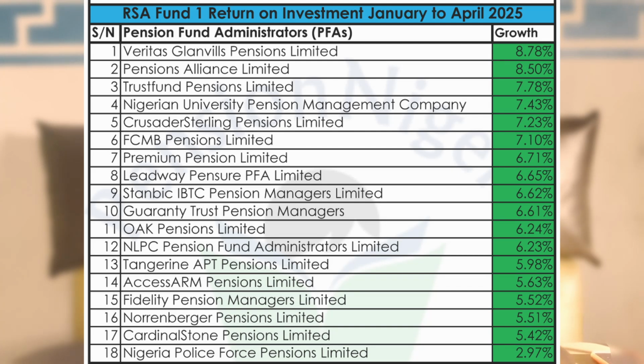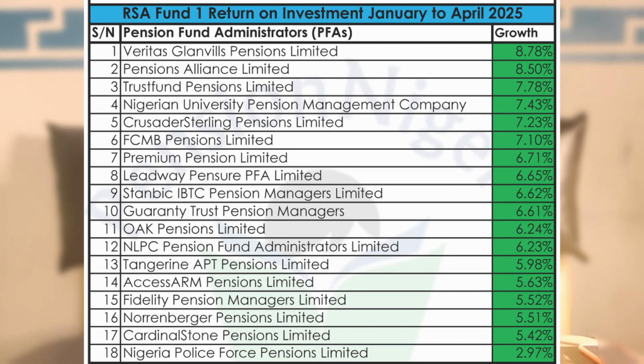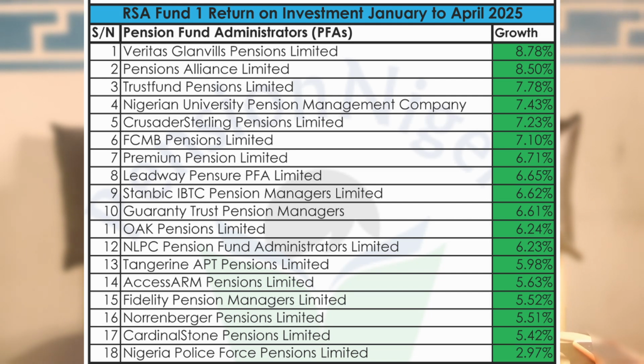That is, after doing your own due diligence on the particular company and knowing their track records over time and how they can better manage your funds, your retirement funds, that is. So we have about 18 of them that I'm going to show you. The pension fund administrator that has the highest yield in Q1 of this year is Veritas Glanville Pensions Limited. This particular company paid an interest of 8.78% for Q1.